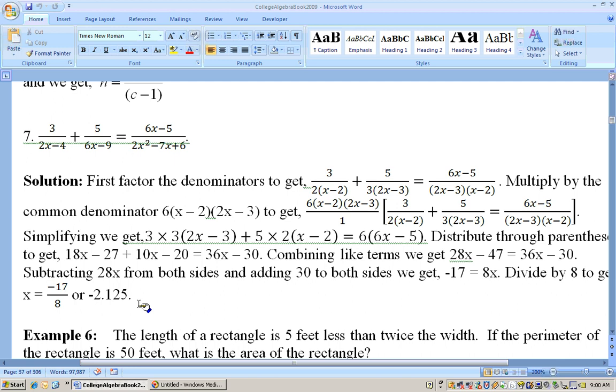Now, this actually wasn't a literal equation, but it is an equation that Excel can't solve for you, so you would have to do this problem by hand. And that will wrap it up with this section.